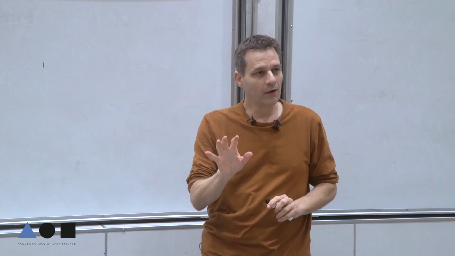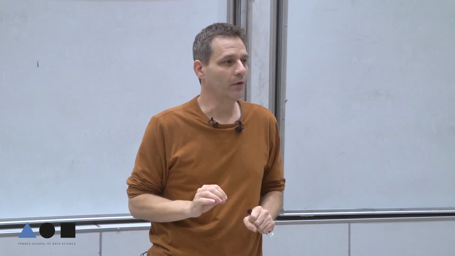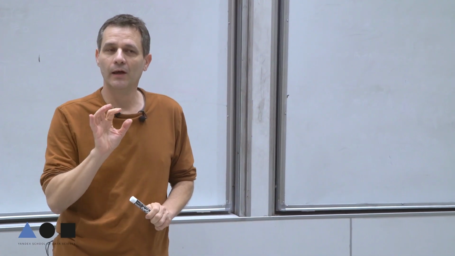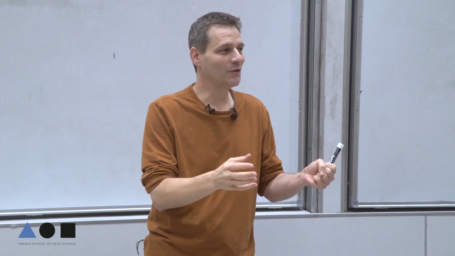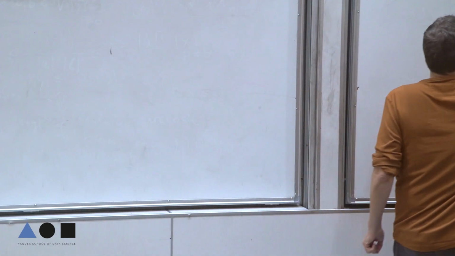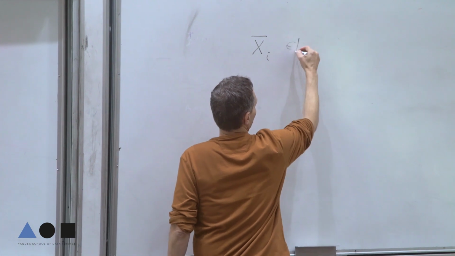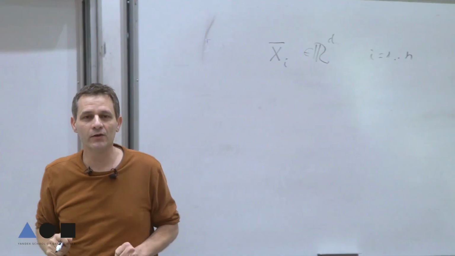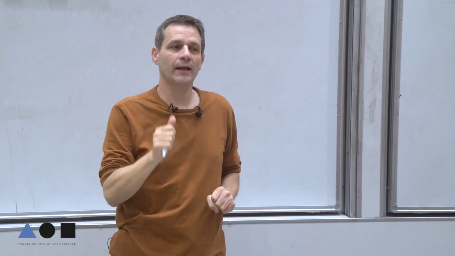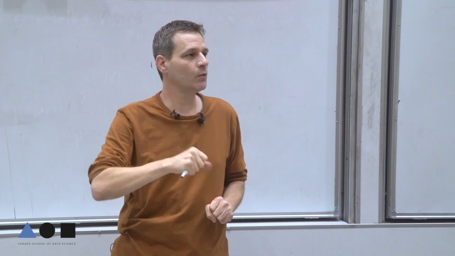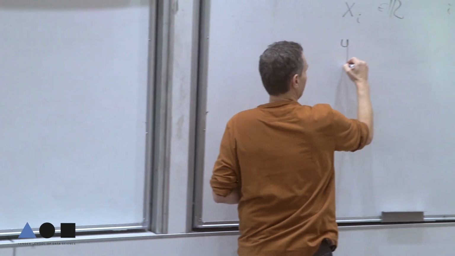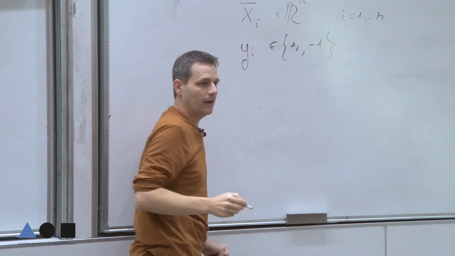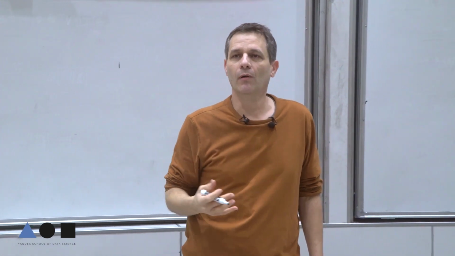So the learning model is actually very simple. It's just a linear model. And the idea is that you get as input a set of labeled samples. Each input is a vector in R^d, and you have, let's say, n such vectors. Each one of them has a label, and the label is binary. It could be +1 or -1. And the model is actually very simple.